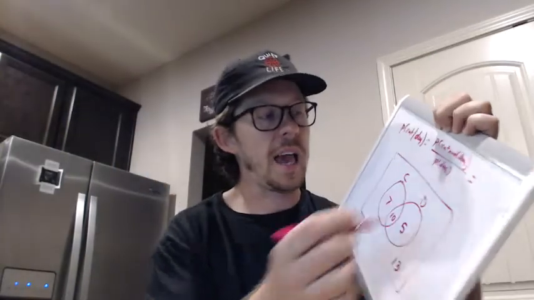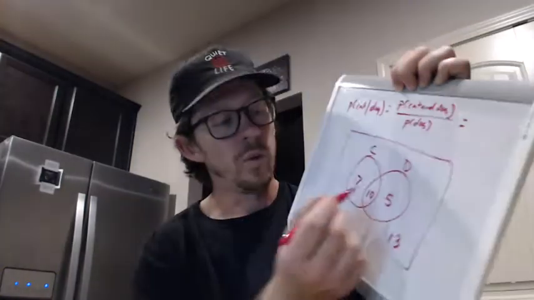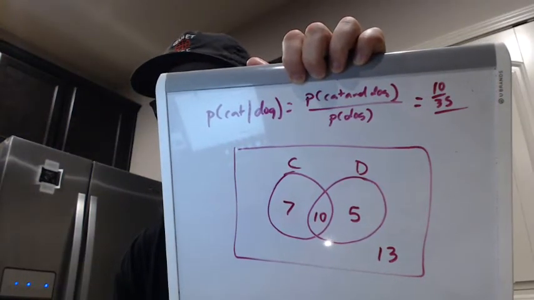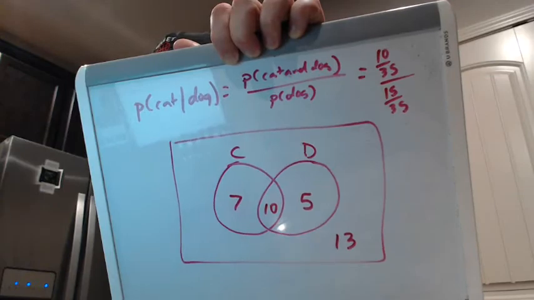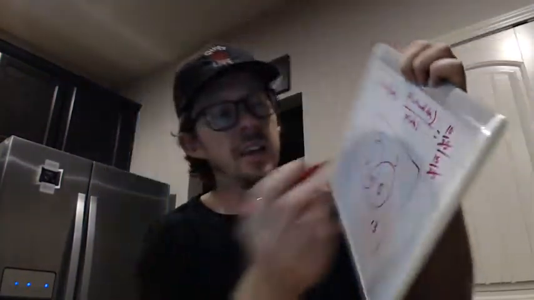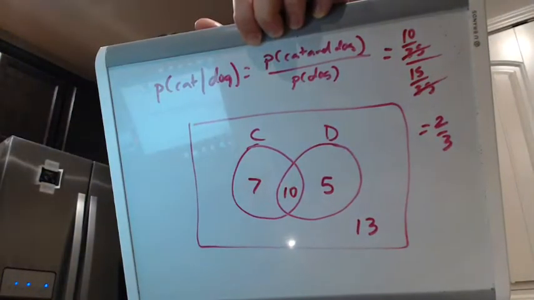Well, the probability of a cat and a dog would be 10 out of 35, right? Watch, 10 out of 35. Probability of a dog, look at that, it's 15 out of 35, right? See that? Well, guess what? 10 out of 15, still 2/3. So you can still follow those formulas. They are still valid.